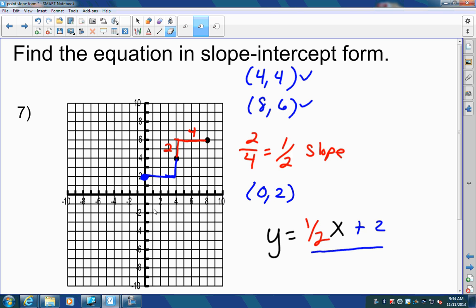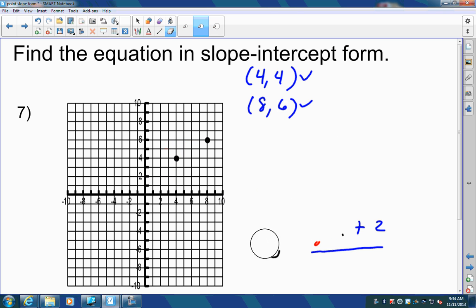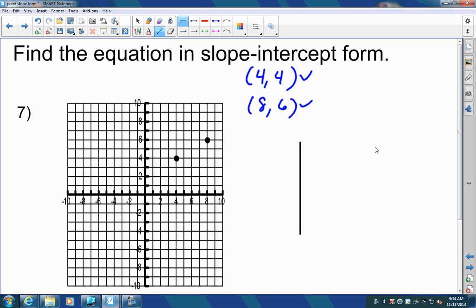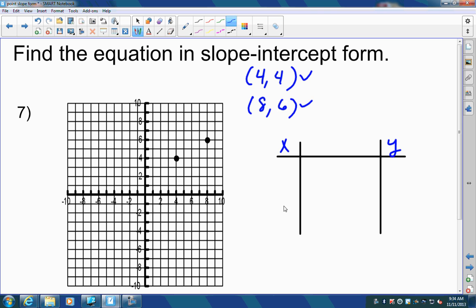Now, you can do that with a graph. We also should know how to do this from a table. I'll make a table. I have x, then y. I put in there (4, 4) and (8, 6).